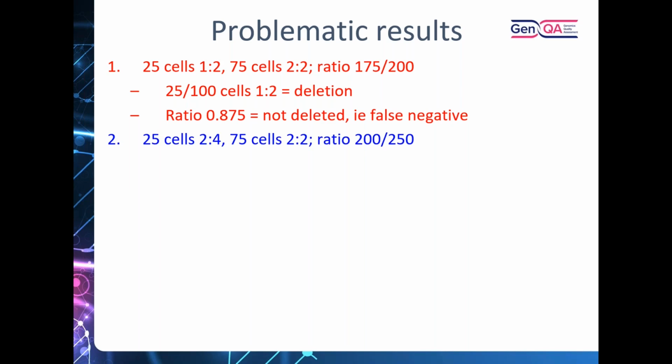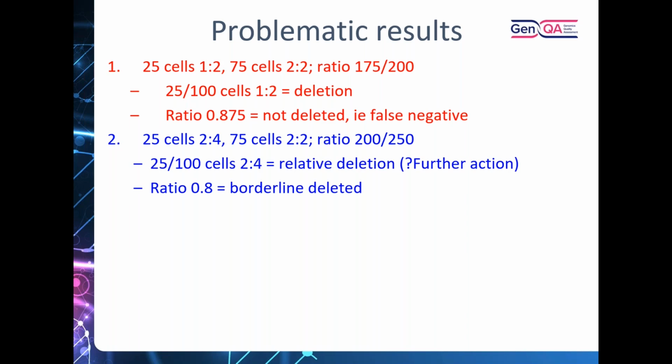This example here then, 25 cells 2:4, 75 cells 2:2, with a ratio of 200 over 250. So in terms of the overall number of cells scored there, those 25 cells would be sufficient. But what about that signal ratio? 200 divided by 250, what that is. So that's kind of borderline. So you're just hitting that 0.8 sphere there. Yes, probably sufficient for you to say, actually, we're going to call that. But just bear in mind that's the same number of cells deleted as in the first example, but because it's 2:4, your overall ratio ends up getting slightly skewed.